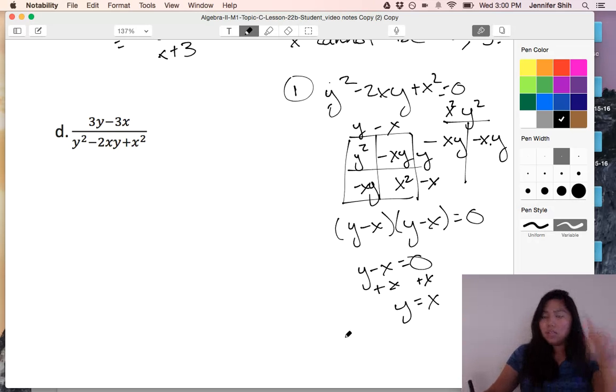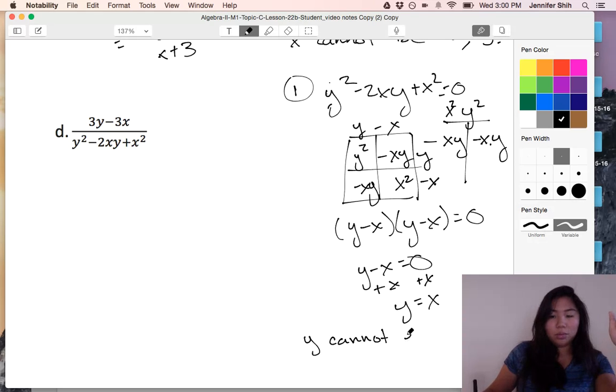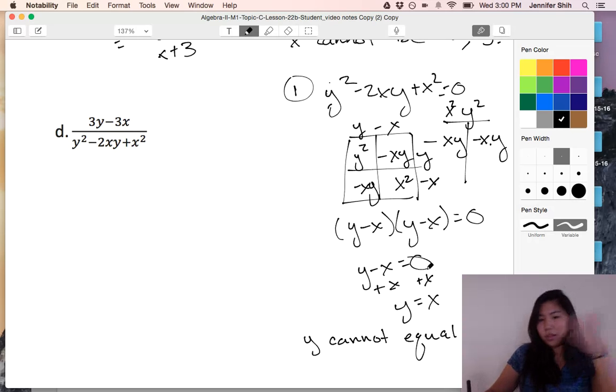So this means that any value of y and x works in this expression, except when y is equal to x. So all numbers will make this expression work, except y cannot equal x. So if y is 2, x cannot also be 2, because it won't work. Okay, whew. We got that out of the way.